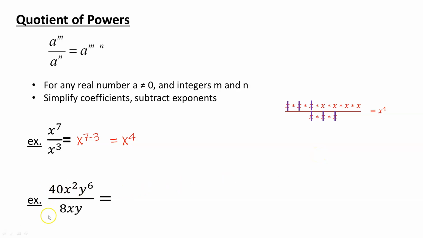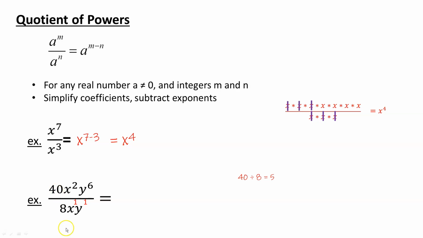Okay, now let's get a little more complicated here. We have some coefficients, which are regular numbers that just act like regular numbers. And then we have some exponents which follow this rule. Okay, so starting out, it's important to realize that if it's just a plain old variable, it's to the power of 1. So you might want to write those ones in. You don't have to.